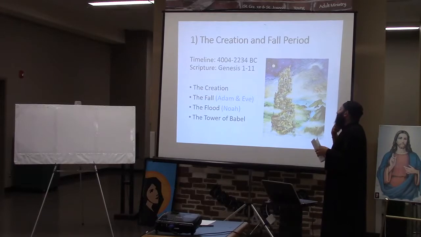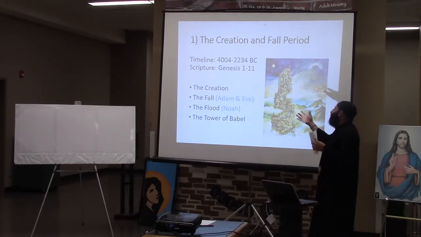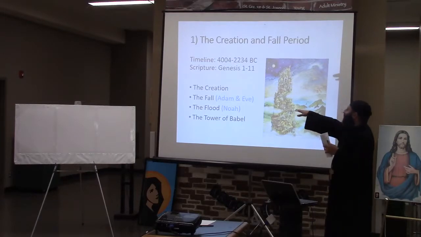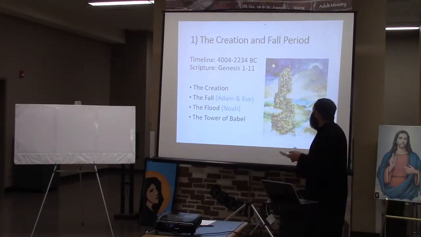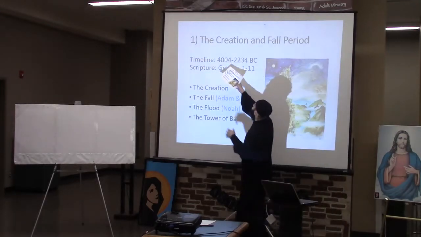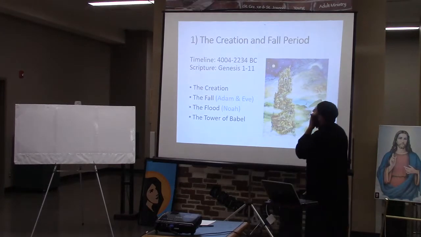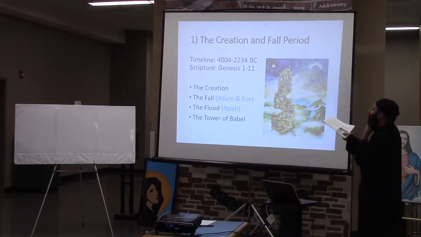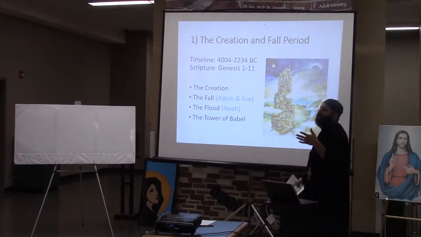Afterwards there's the fall of Adam and Eve. And sorry, before I talk about the creation, if you notice, this is one of the biggest timeline gaps. It's a really big period of time, about 1,750 years or something like that, and all of that is only in 11 chapters of the book of Genesis.